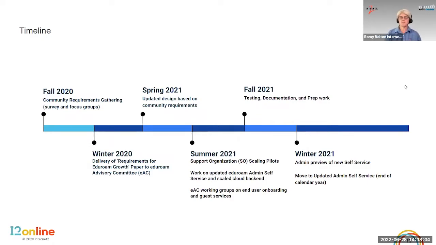This was the overall timeline for the project. It started in the fall of 2020, as both Jeff and Sarah talked about, with the community requirements process. We spent a long time talking with the community, seeing what they would like, what they thought, explaining the direction that we thought eduroam was going. We created a white paper based on that and presented it to the EAC. In spring 2021, we updated the design. We'd been working in the background on some design principles and updated that to coalesce with what the community was asking for. We started full testing and documentation in the fall, and then the winter timeframe was when we made all of the moves. All right, next slide, Sarah.